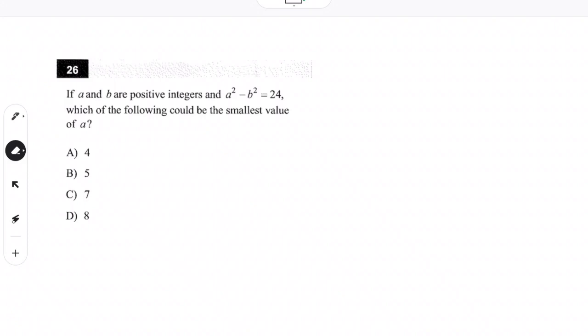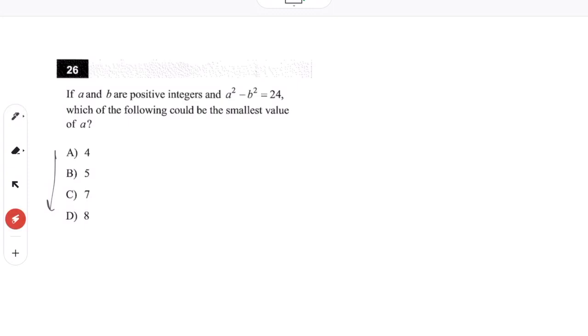If a and b are positive integers and a squared minus b squared is equal to 24, which of the following could be the smallest value of a? To do this problem, the best way to approach this is to just use plug and chug. We have 4 possible answers here, so we can just plug in all of these in ascending order, and then we will eventually find the smallest value.